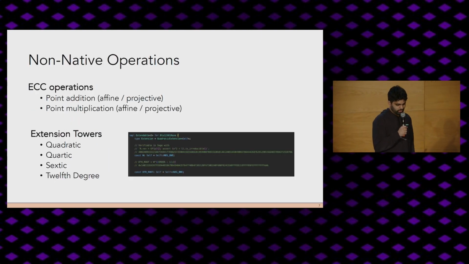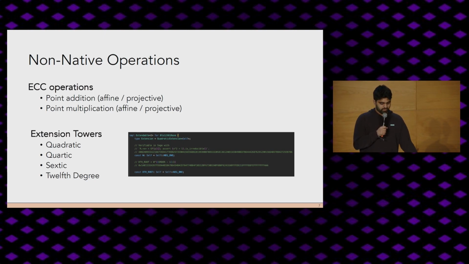So let's talk about the non-native operations for a second. As many of you know, Plonky2 is written over the Goldilocks field. This is a 64-bit field. It's great for super efficient recursion. It's also great for efficient proof generation, but it doesn't really support the non-native field operations that you need for some of the work that we're doing, especially with BLS signature verification.